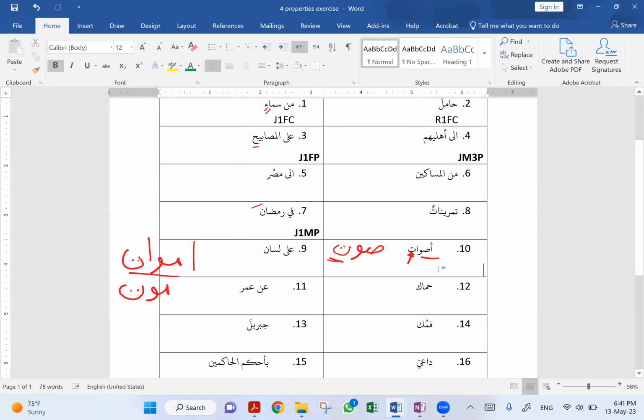So here we will treat it as 1F because it's a non-human broken plural as opposed to 3F.